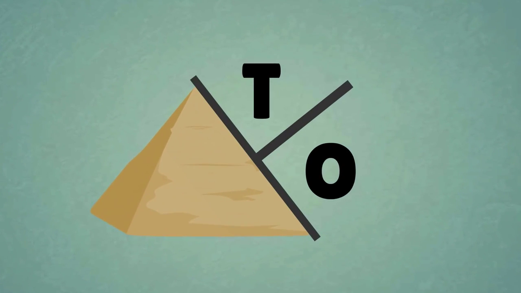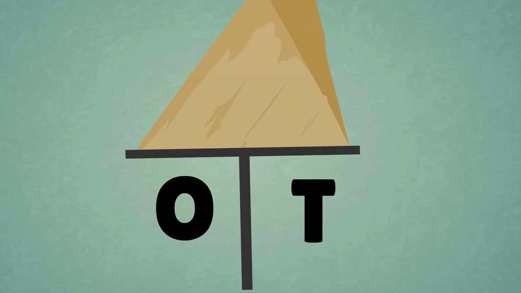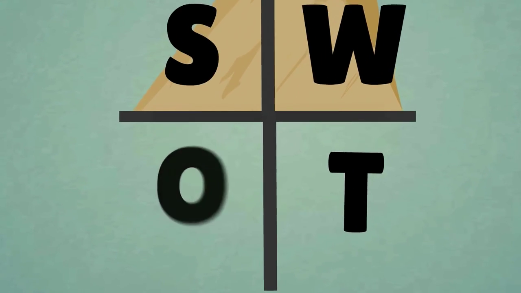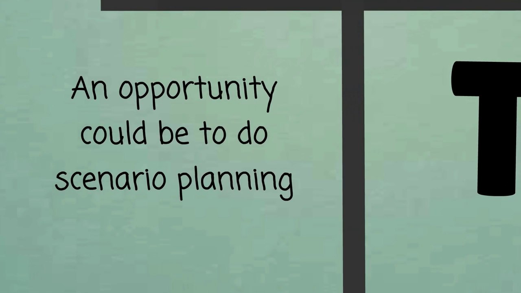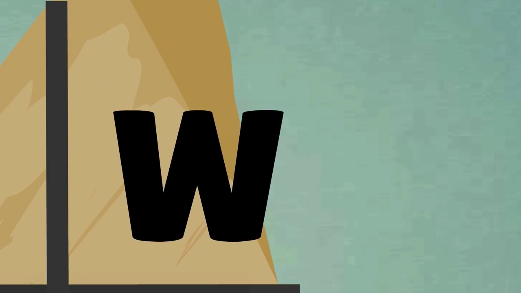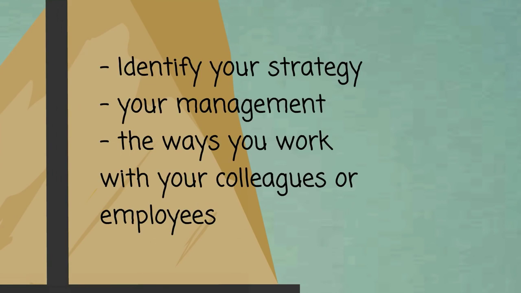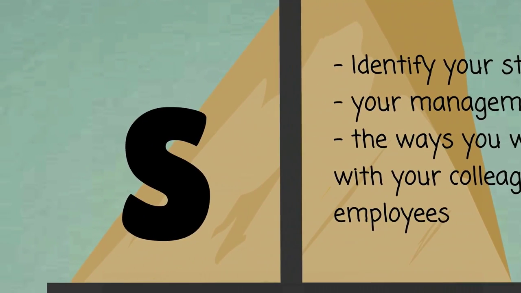All these elements are contingent, you can't directly influence them. So as an organization, you can only anticipate the things that can happen. You could, for instance, perform scenario planning to understand what might be coming towards you. Within your organization, you can, however, identify your strategy, your management, and the ways you work with your colleagues or employees. These internal elements are the things you can influence and could change.